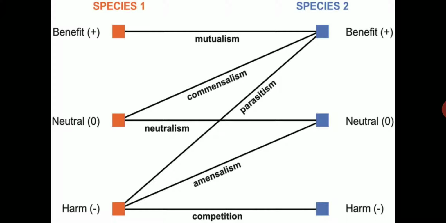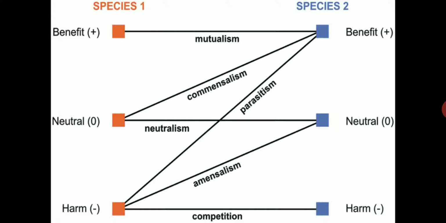These interactions can be positive, negative, or neutral, and between two species, they may be different under different conditions or at different stages of their life histories. For example, two species may exhibit parasitism at one time, commensalism at another, and be completely neutral to each other at still another time.